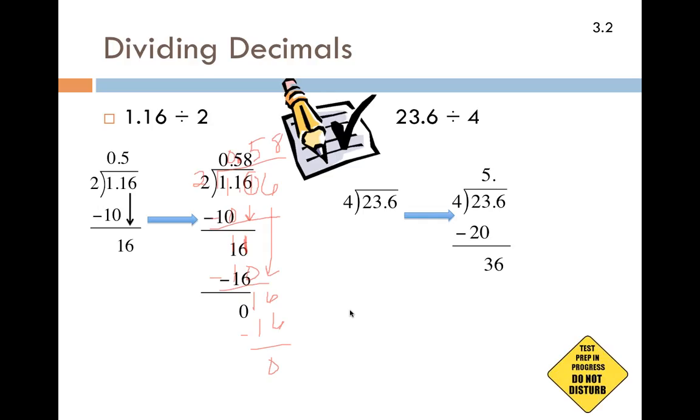How many 4s can we pull out of 36? 9. And then we multiply. 9 times 4 is 36. And then we subtract. Remember, when we're doing long division, the 4 steps are always divide, multiply, subtract, and bring down.